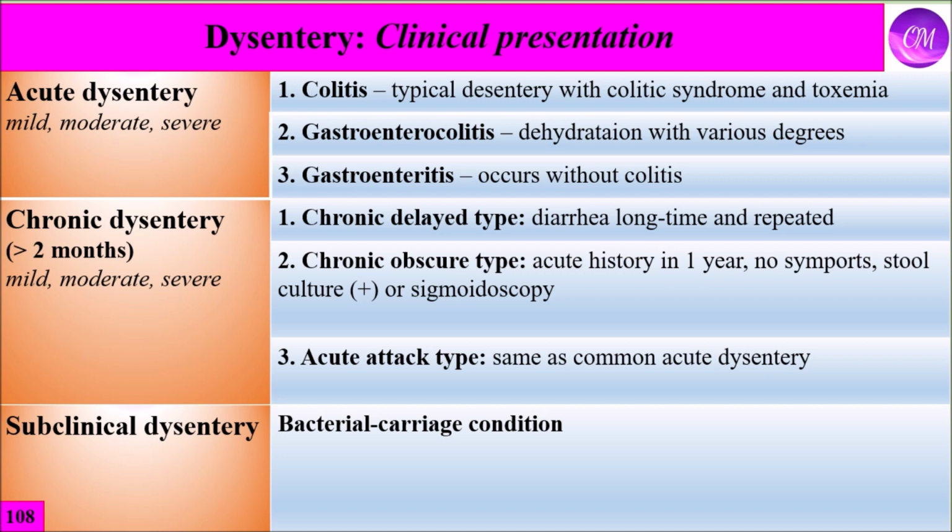Then chronic dysentery, which continues more than 2 months, also has mild, moderate, and severe phases. There are 2 types: the chronic relapsing type, characterized by long and repeated diarrhea, and the chronic obscure type, with an acute history within 1 year, no symptoms, and positive stool culture or sigmoidoscopy. At the time of an acute attack, it is the same as common acute dysentery. But subclinical dysentery is characterized by a bacterial carrier condition.